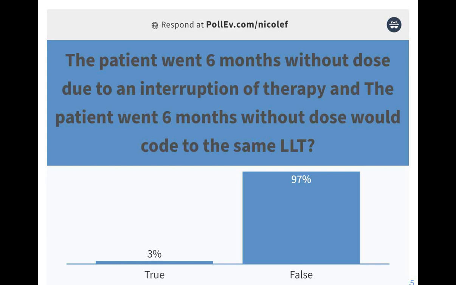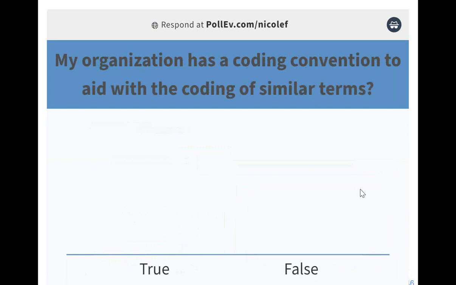All right, we'll give another couple seconds, give people a chance to get into the polls. Okay, true is now creeping up just a bit. Ooh, it's up to 10% now. So we'll see. The majority right now, it looks like, would not code these two terms to the same LLT. Okay, it looks like the poll's becoming stagnant, so we'll move on because I have another poll.